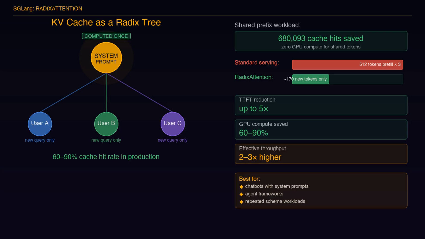The tree handles complex sharing too. Agent contexts, multi-turn conversations, shared chain-of-thought prefixes all benefit from the same structure. Hot prefixes stay resident via LRU eviction, cold ones are freed. In production deployments with high prefix sharing, cache hit rates between 60 and 90% are typical. That translates to dramatically lower time to first token and significantly higher throughput on the same hardware.